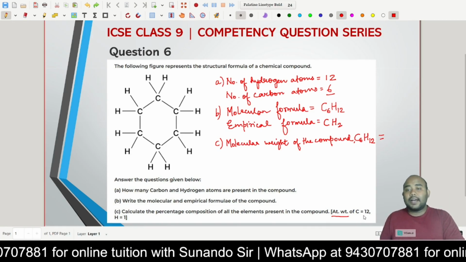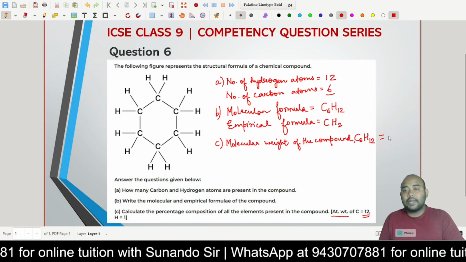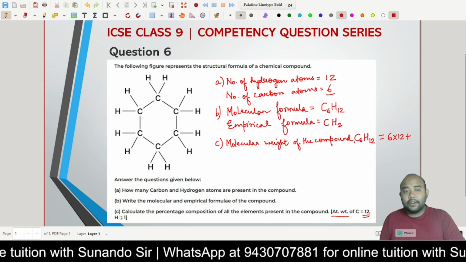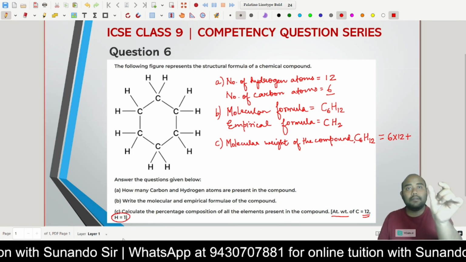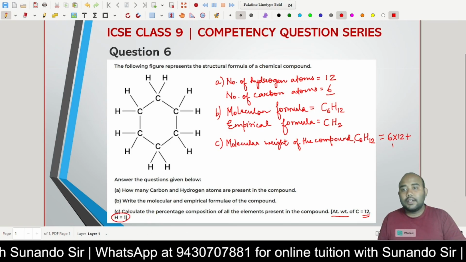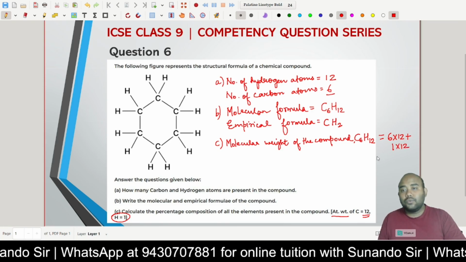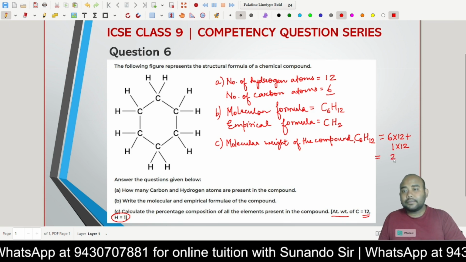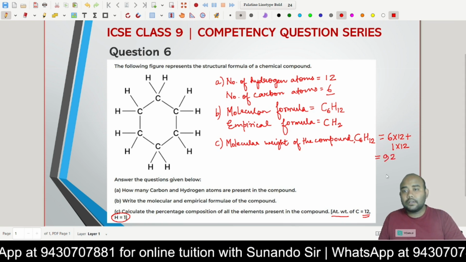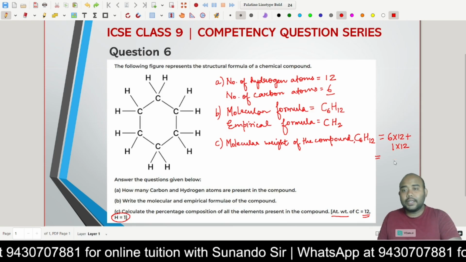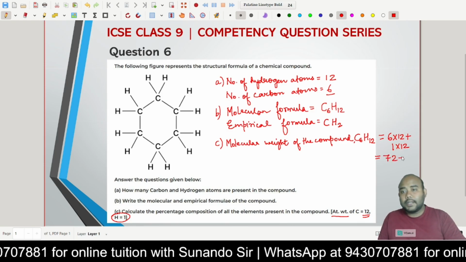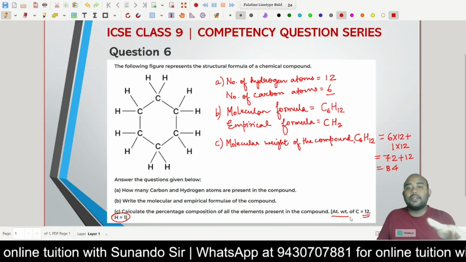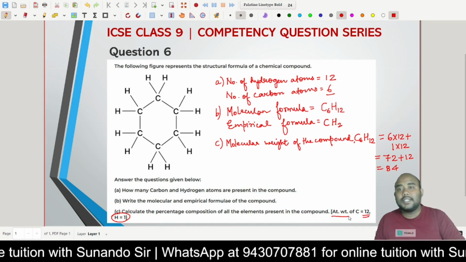The atomic mass of one carbon is given as 12 and we have 6 carbon, so it is 6 times 12, plus hydrogen. The weight of one atom of hydrogen is 1 and we have 12 atoms, so 1 into 12. 6 times 12 is 72, right, plus 12, so we get 84. 84 is the molecular weight of the compound C6H12.